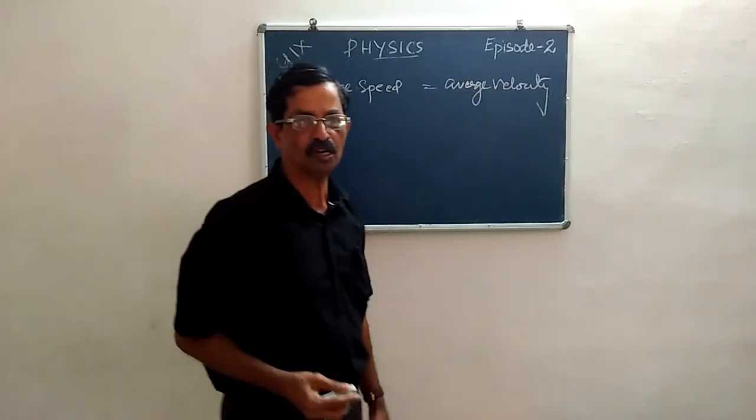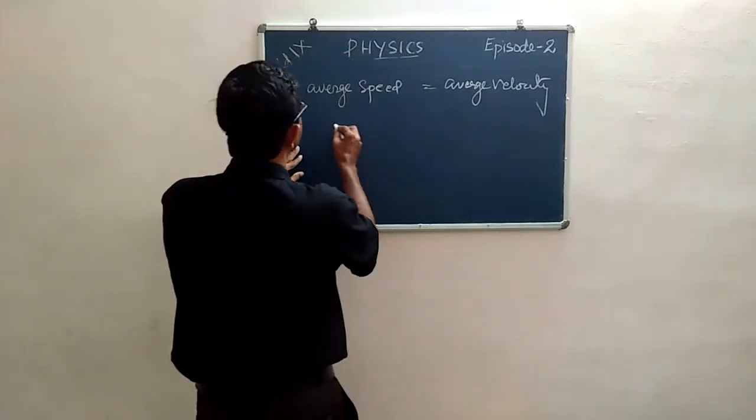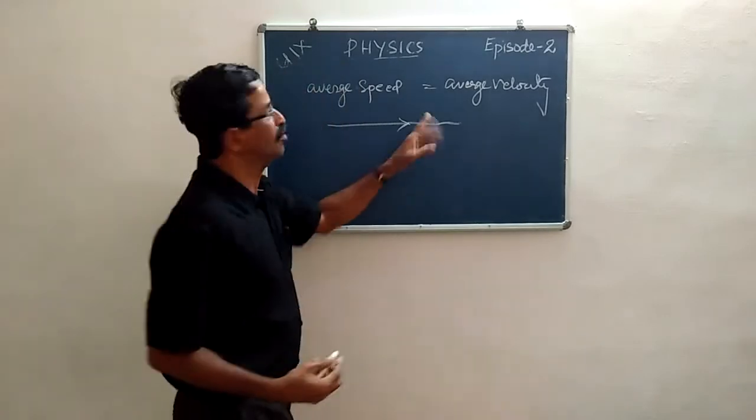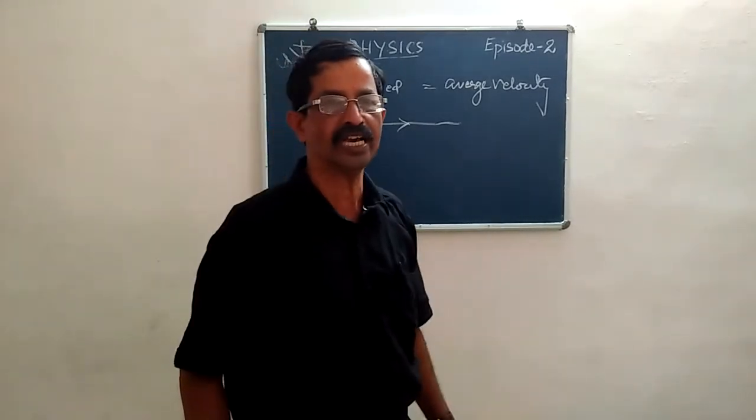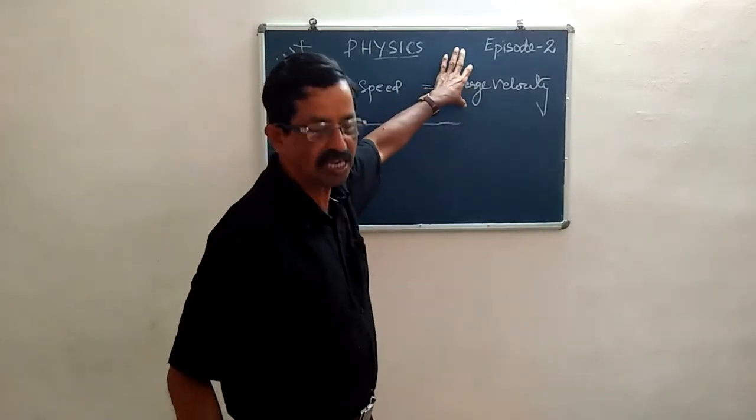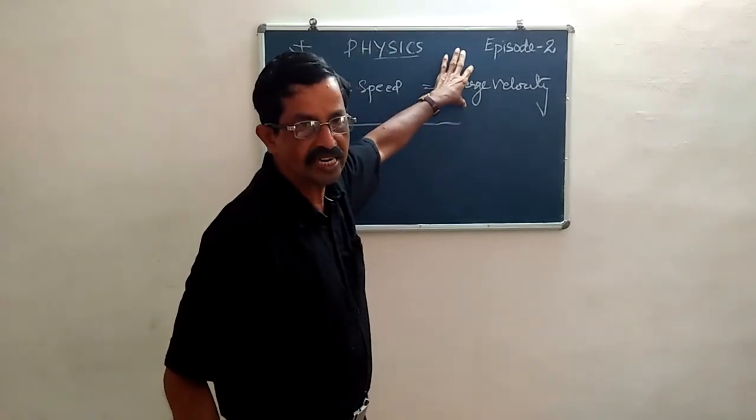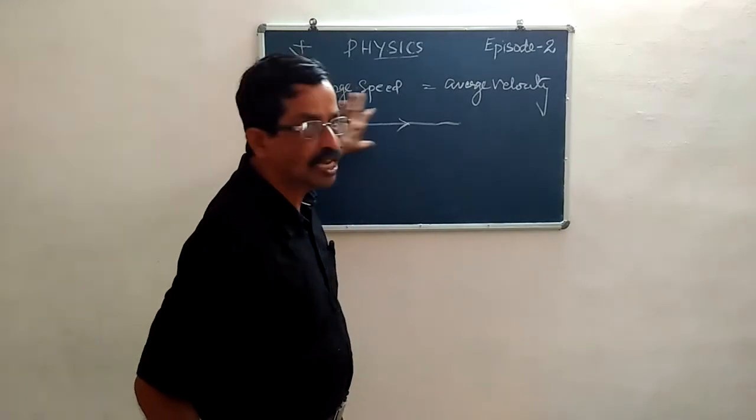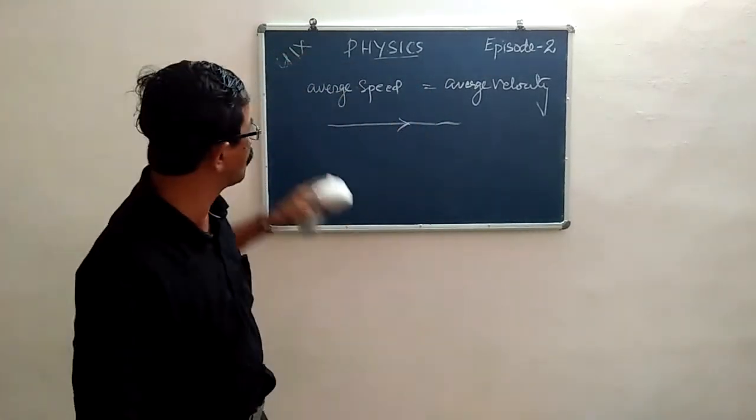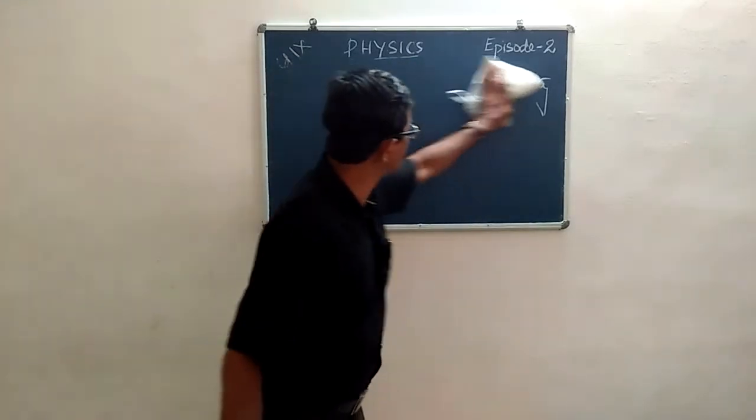When does this become equals? When the body is traveling along a straight line. When a body is traveling along a straight line, then average speed and average velocity become equal.